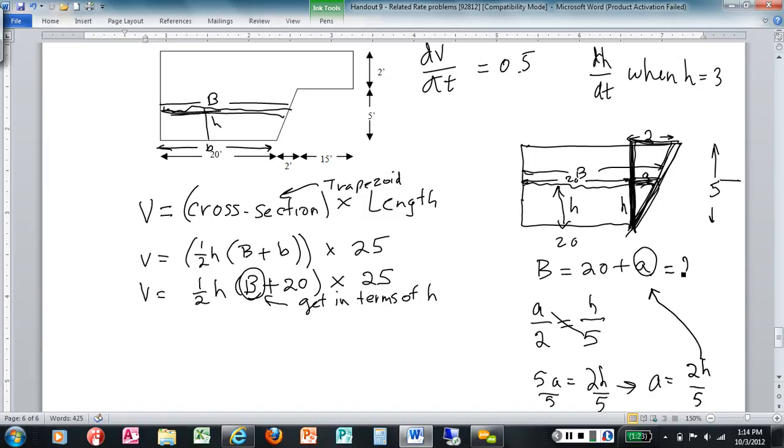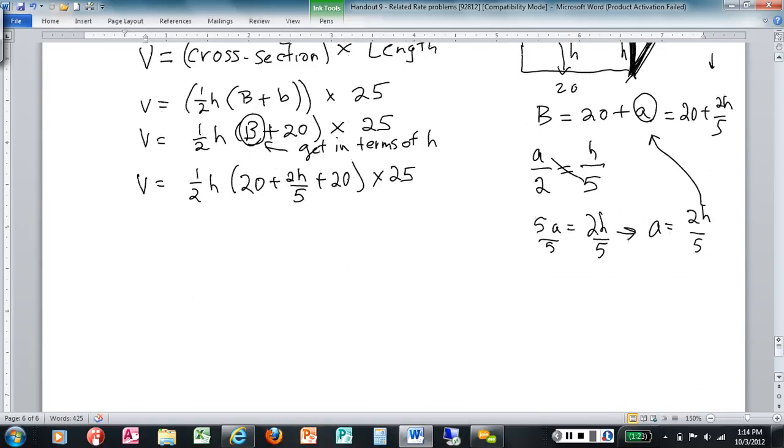Substitute that in. We got B is 20 plus 2H over 5. And so that's our big B in terms of H. So let's replace it. It's 1/2 H. So now I know big B is 20 plus 2H over 5, and I've got plus 20, another plus 20 there, times 25 halves. Or times 25, sorry. Did you see what I did there?